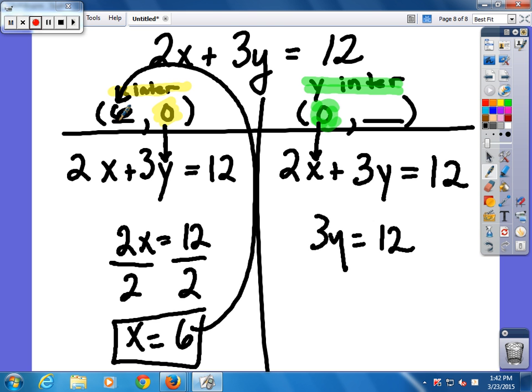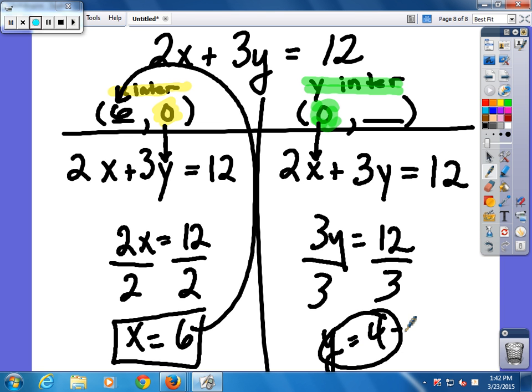Huh? And divide by 3. Y is equal to what? And that's 4. It is.